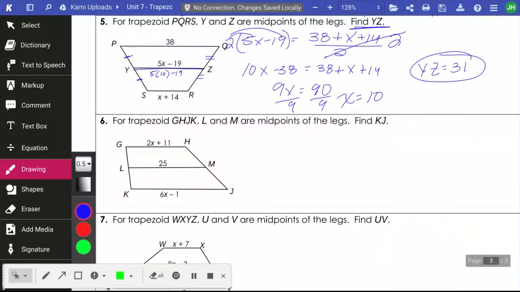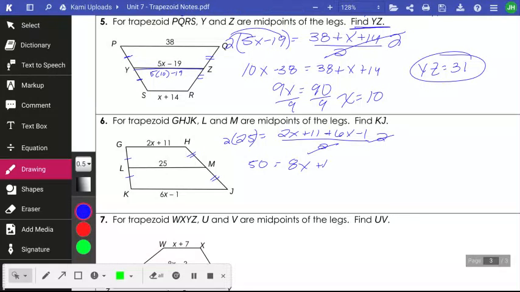Similar kind of thing here. All right. I know that L is the midpoint of the leg it's on, and M is the midpoint here. So if you look at that, that means that this is a mid-segment. Okay, so I know that the mid-segment is equal to the average of my bases. I'm going to add 2x plus 11 plus 6x minus 1. And if I'm averaging, I have to also divide by 2. I'm going to now multiply both sides by 2 so that I have 50 is equal to, I'm going to go ahead and combine these, 8x plus 10.